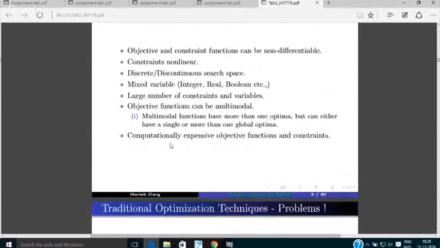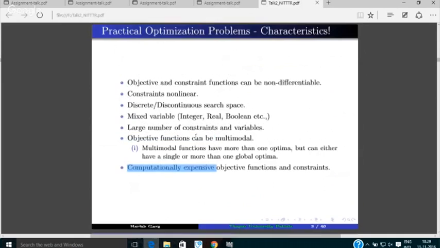And the last one is computationally expensive objective functions and constraints. If my objective function is only 1, but the constraints are 45, then it may take a lot of computational steps to satisfy all those constraints, because without satisfying all those constraints, you can't find the objective function. You can't solve for the optimal. You can't find the optimal value. Okay. So that's why I say computationally expensive objective functions as well as constraints. Okay. So these are some characteristics of the objective function.